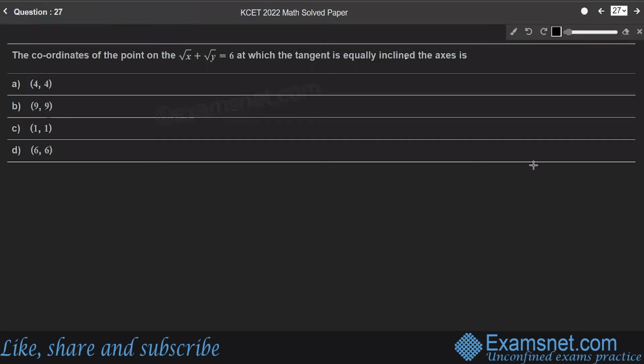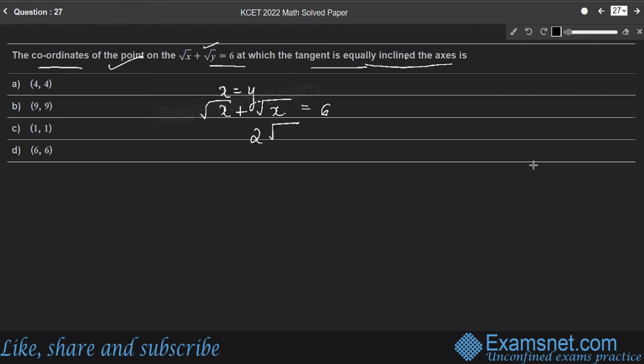Question 27. The coordinates of the point on root x plus root y is equal to 6 at which the tangent is equally inclined to the axis is. So here the tangent is equally inclined to the axis. That means x is equal to y. We need to find the coordinates of the point. Here x is equal to y, so root y is also root x, because x is equal to y.